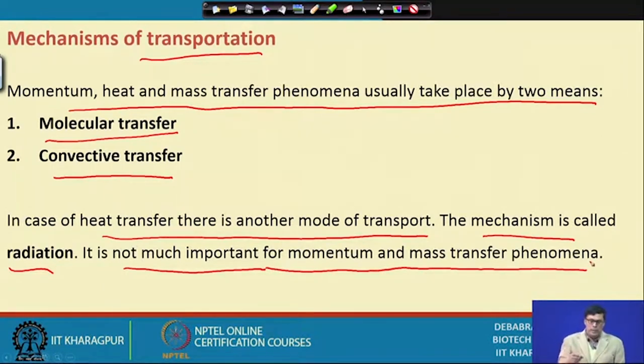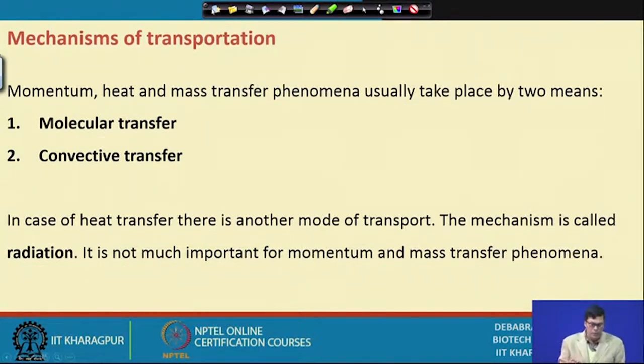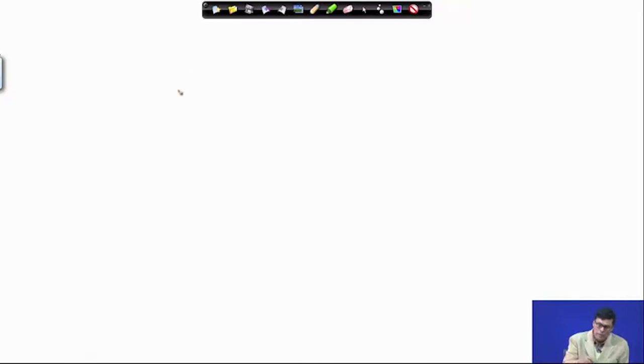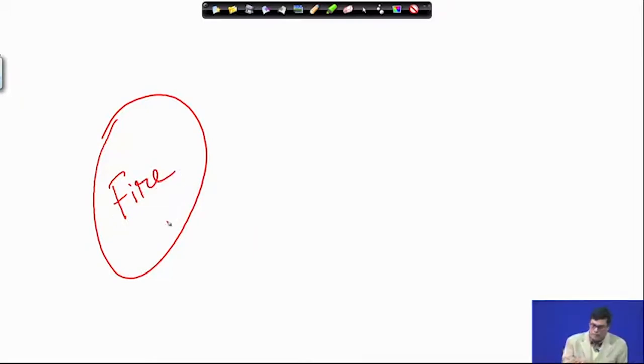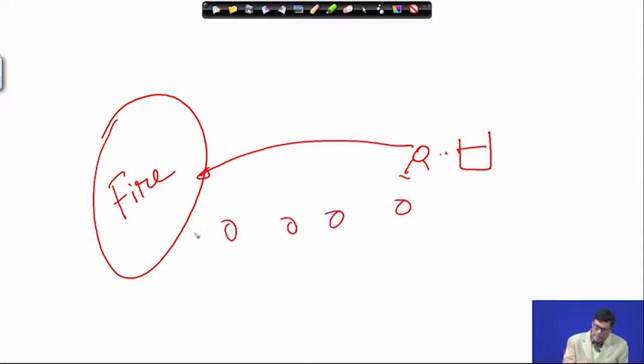Now, let me explain elaborately what I mean by that. I can give a small example. Suppose there is a fire here. We want to extinguish the fire, and it can be extinguished by three different means. We know water is the best medium through which we can extinguish the fire. So we have a bucket of water, and I can transfer it by three different means. One person can carry it directly to the fire. Another way, different persons can stand here and hand over the bucket one after another and transfer it here.